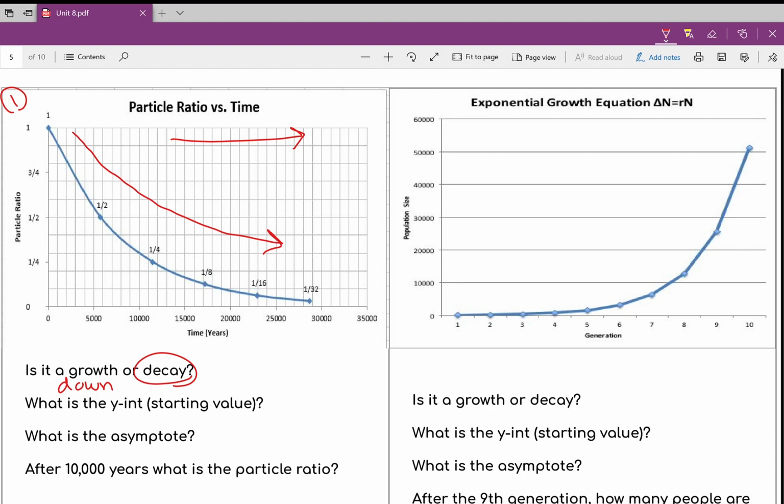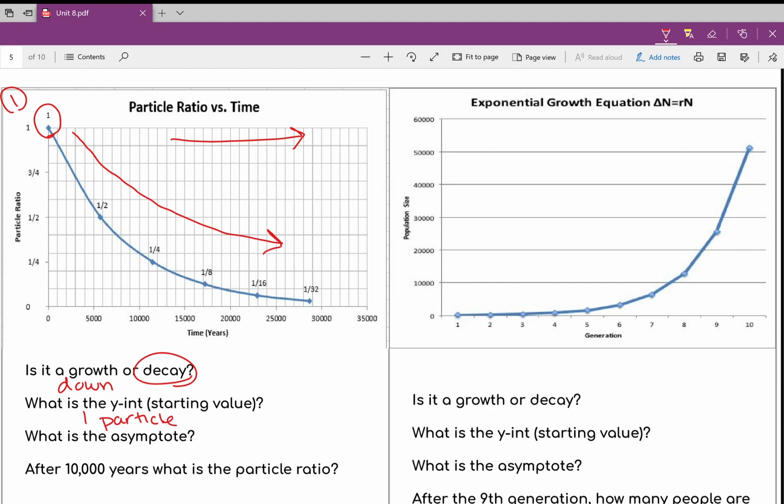Okay, then it says, what is the y-intercept, the starting value? So remember, the y-intercept is where it crosses the y-axis. So if we look right here, it looks like the starting value is at 1. Notice they put that 1 right there. So I know it looks like it's at 0, but they told us that it's at 1. So the y-intercept is 1 particle.